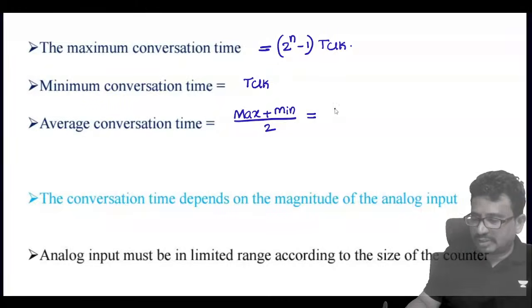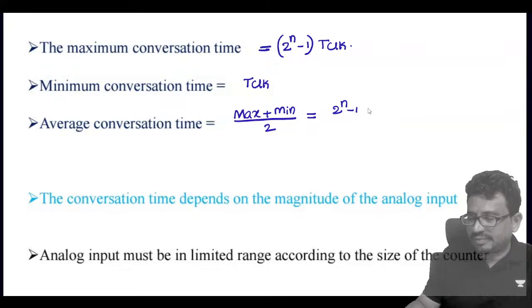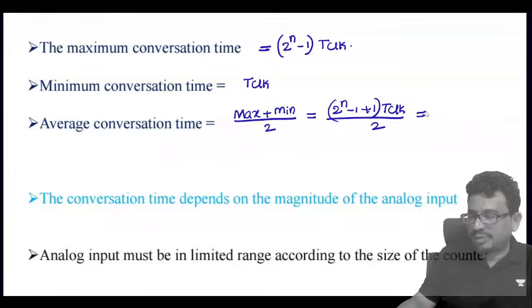So how much will come here? That is 2 power n minus 1 plus 1 into t clock by 2, which will come to be 2 power n by 2 into t clock.